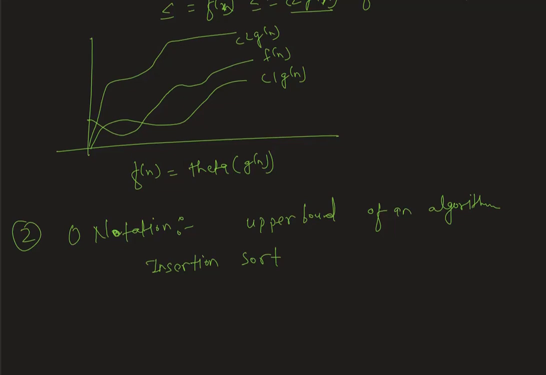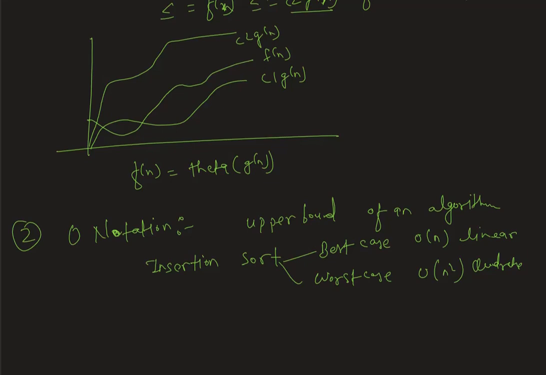It takes linear time in best case and quadratic time in worst case. In insertion sort, in case of best case, it takes big O of n linear time complexity, and in case of worst case, it takes big O of n square, means quadratic time complexity.